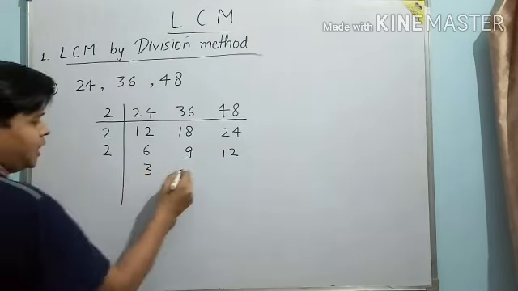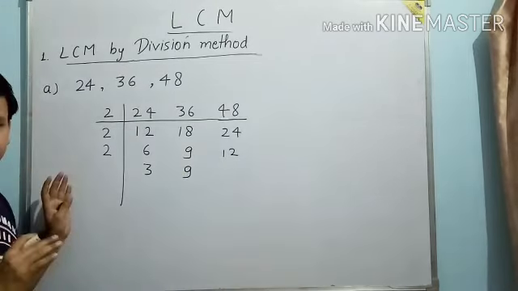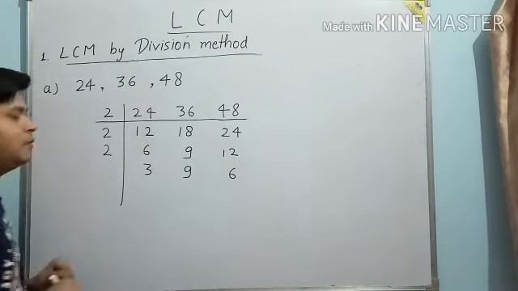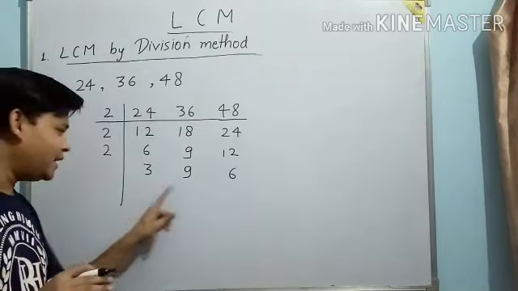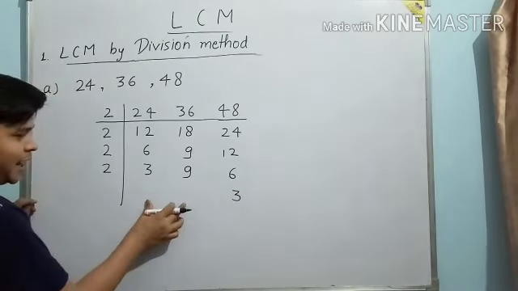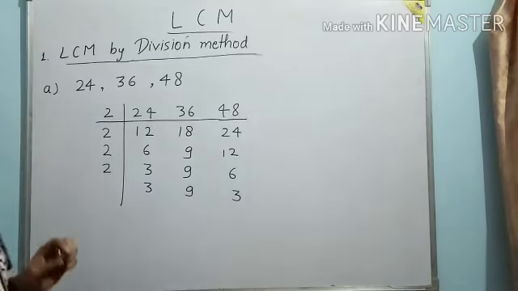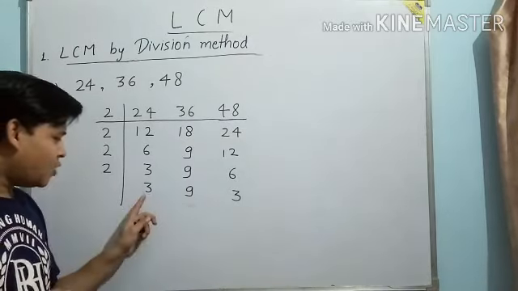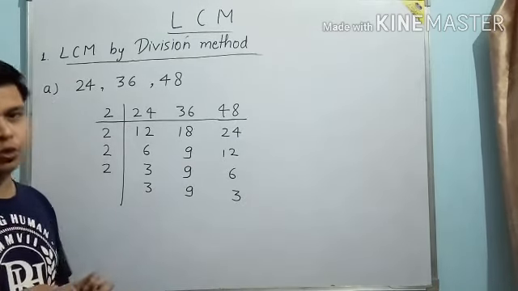2 times 3 is 6, and 9. As we can see, 9 is not divisible by 2, so we will write 9 as it is. Now 2 times 6 is 12. So once again this 6 is divisible by 2. 3 and 9 are not divisible, so we will write them as it is. So 2 times 3 is 6, and these 2 digits, as these are not divisible by 2, will be written as it is. So now here 3, 9, 3, we can see that none of the numbers is divisible by 2.